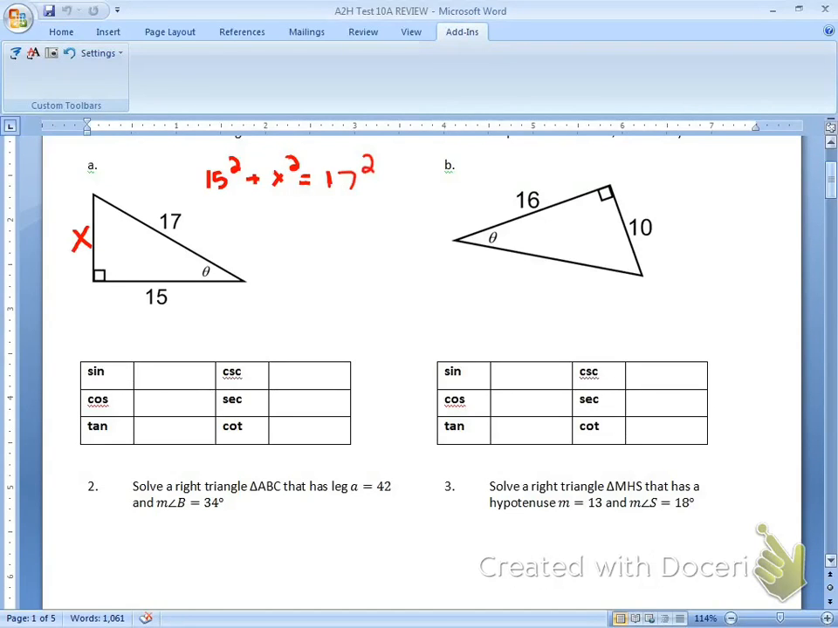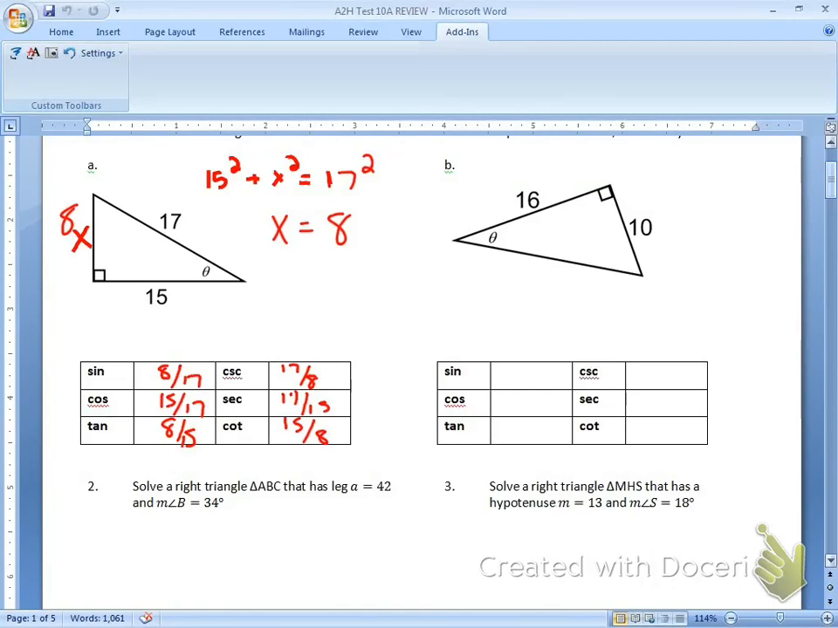So we have 15 squared plus x squared equals 17 squared. I'm not going to do all the math with you. I'm going to have you do it on your own. x equals 8. Then we need to set up our sine, cosine, tangent, cosecant, secant, and cotangent. Sine is going to be 8 over 17. Cosine will be 15 over 17. Tangent is 8 over 15. And then we just do the reciprocal of those. Cosecant would be 17 over 8. Secant would be 17 over 15. And cotangent would be 15 over 8.